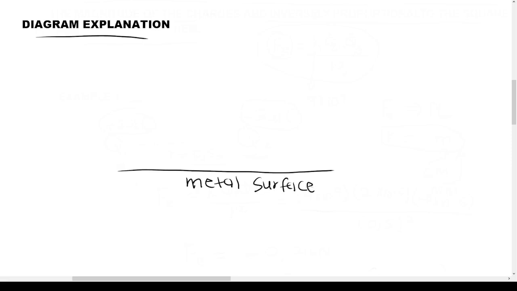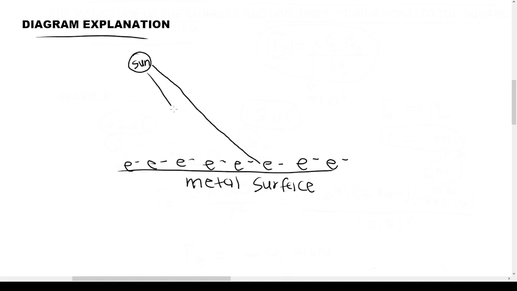Metals have electrons, the delocalized electrons. It means they have freely moving electrons. That's the property of metals. Metals tend to have freely moving electrons. So now let us say you have a light source, maybe the sun. Let's use the sun as the light source. Light from the sun, we know light rays travel in straight lines.